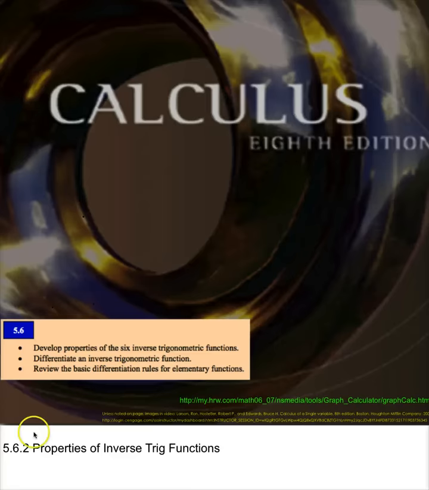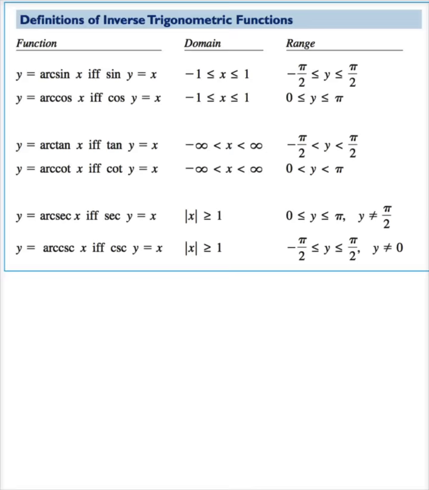Now let's look at properties of inverse trig functions. We're going to focus on y equals arcsine of x. We say y is arcsine of x if and only if the sine of y is equal to x. Now we restrict the domain to be between -1 and 1, and that restricts the range to be minus pi over 2 to pi over 2.